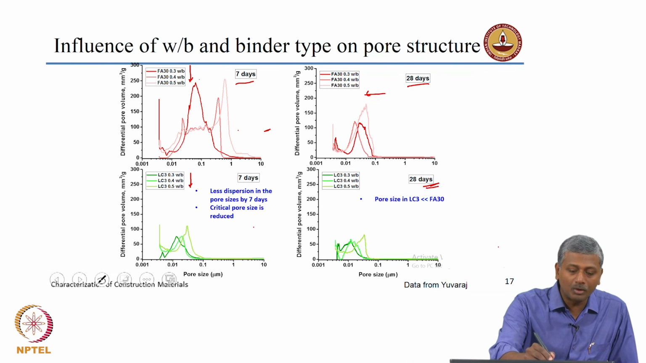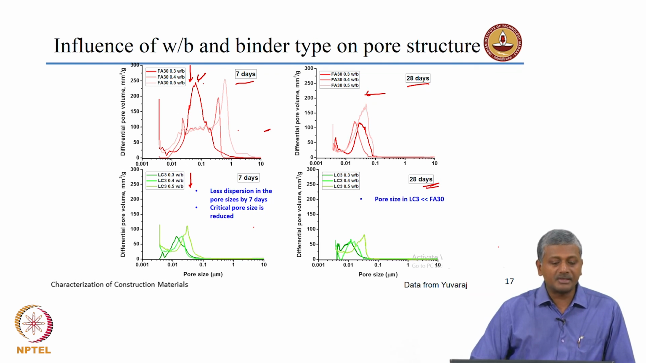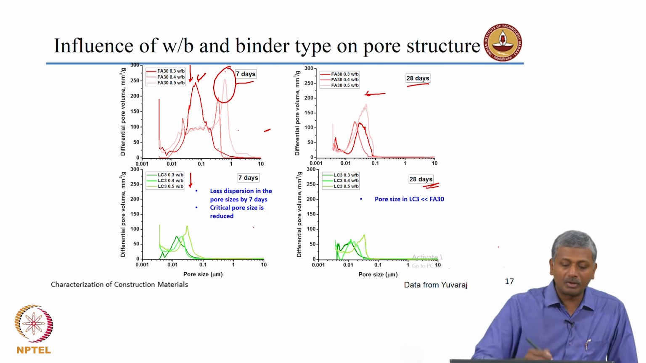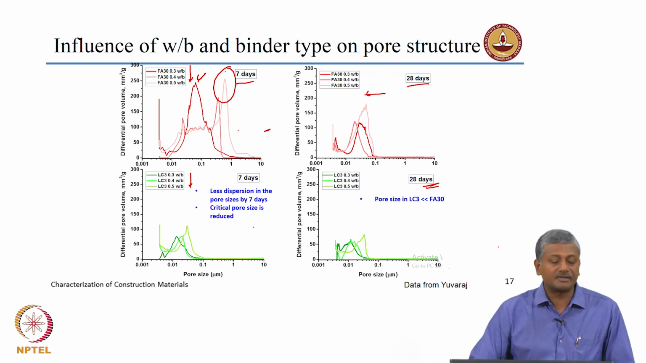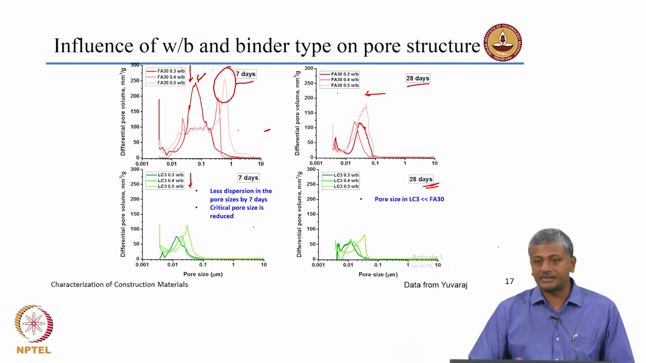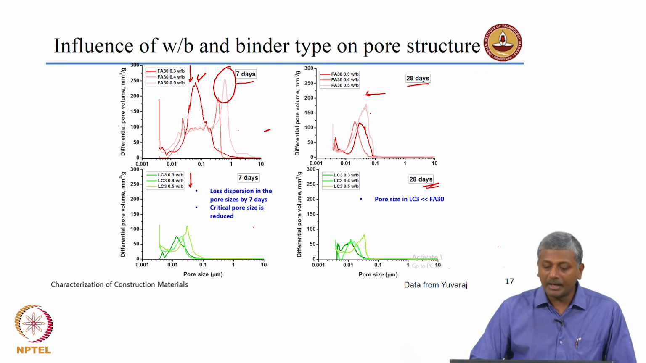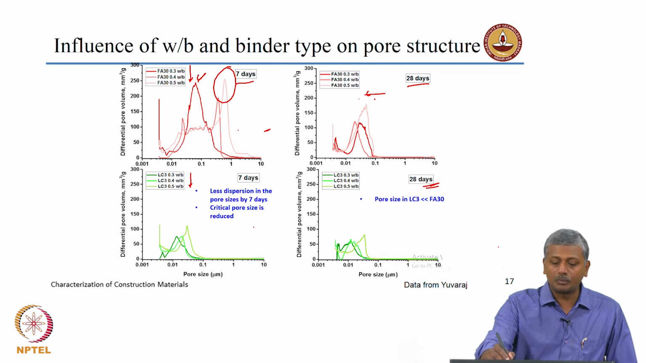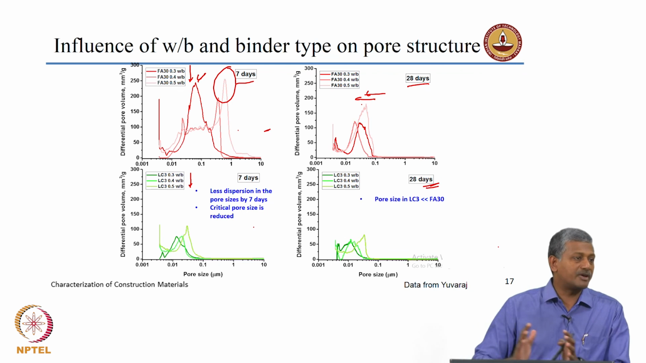Only at the very high water binder ratio system, you actually see a critical pore size that is already reduced to less than 0.1 micron. But in the case of the higher water binder ratio systems, you still have pore sizes that are fairly large in the case of fly ash. But when you start approaching a higher degree of curing, let us say 28 days, for the higher water binder ratio systems also, you are trying to push the critical pore sizes to a finer value.